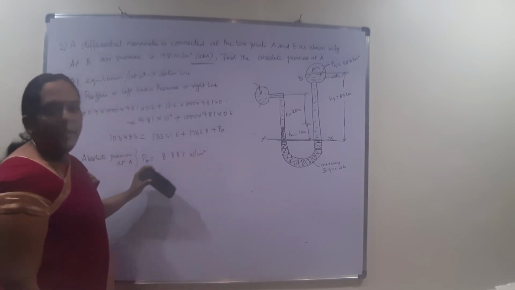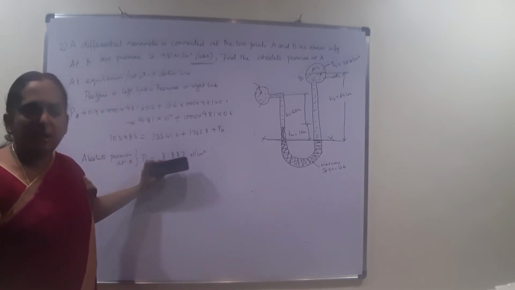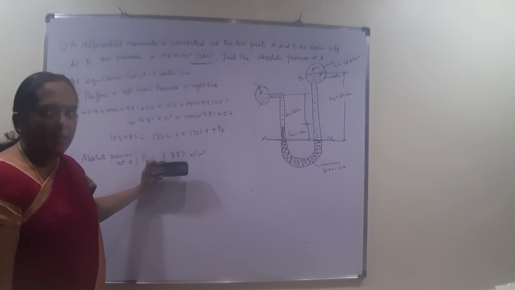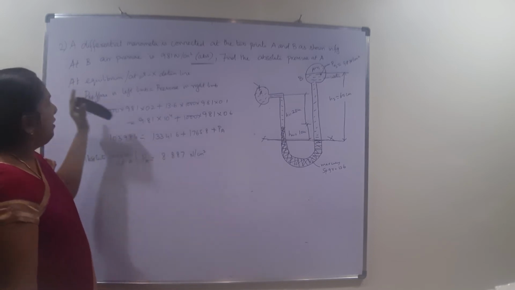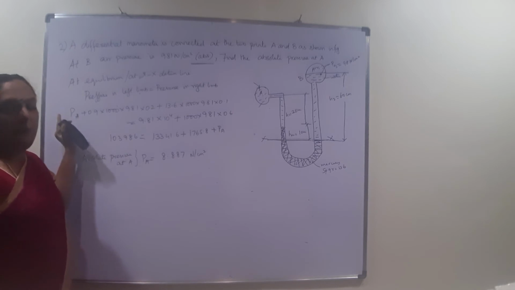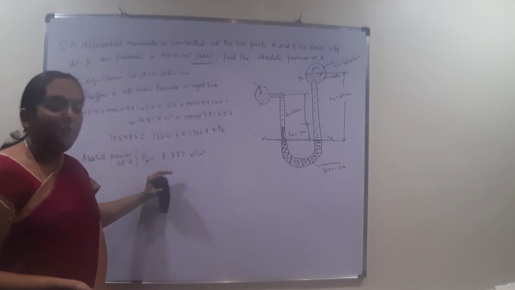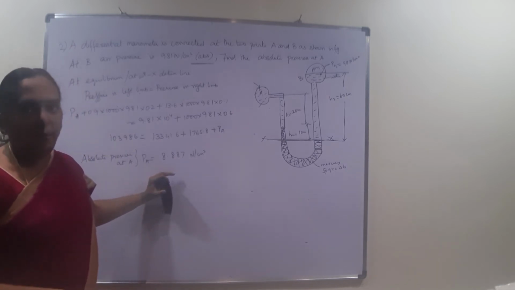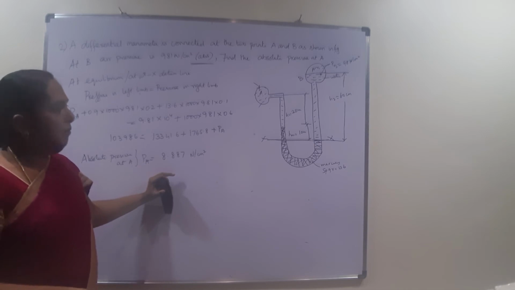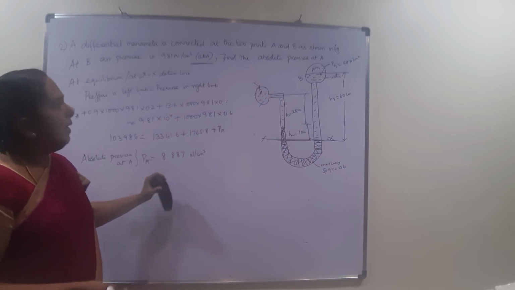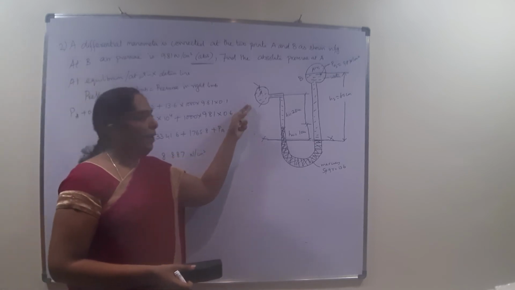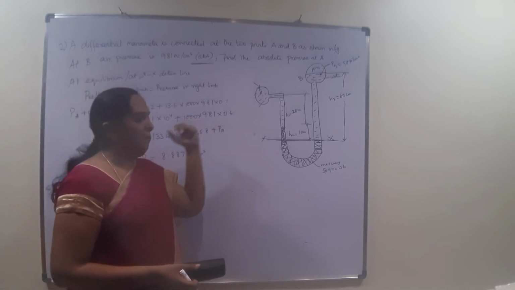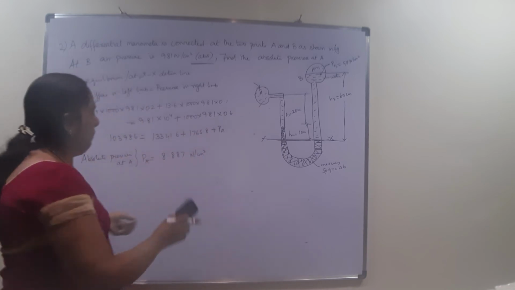Is it clear, guys? So here what we have done is we have seen the second problem. In the second problem, we have seen one more differential manometer. In the previous problem, what we saw was that we found the difference in the mercury level. Am I right? So now we have seen the absolute pressure in the pipe A. Okay, so we will go for the next problem now.